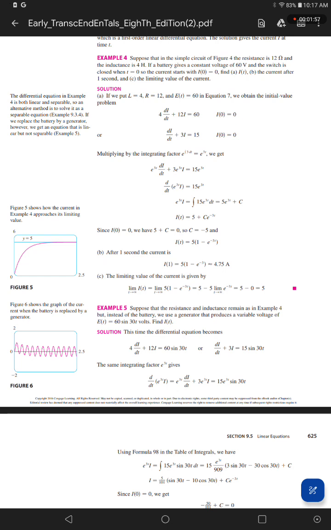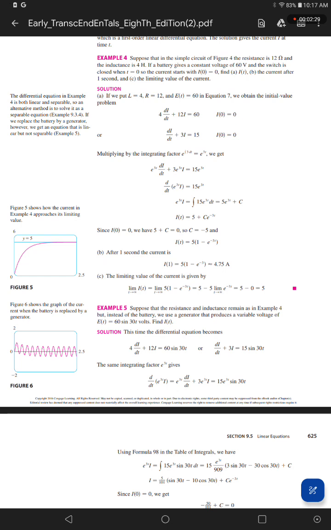d/dt of (e to the power 3t times I) equals 15e to the power 3t. So e to the power 3t times I equals the integral of 15 times e to the power 3t dt, which equals 5e to the power 3t plus C. I of t equals 5 plus C times e to the power negative 3t.